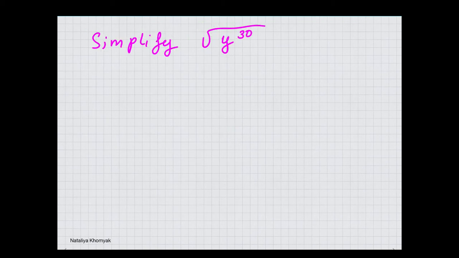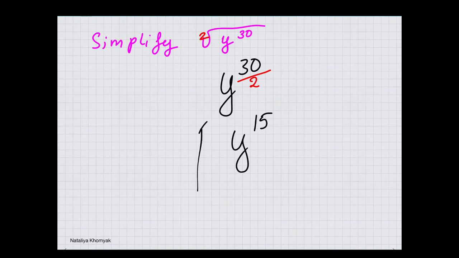Here we have to simplify the square root of y to the 30th. So we take the radicand, y to the 30th, and this is a square root. So we will divide 30 by 2, and we will get y to the 15th, and this is our solution.